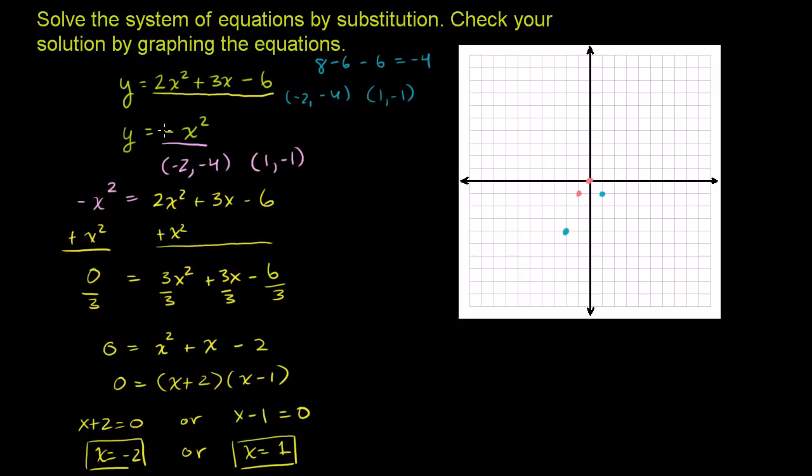Right? Because you square them and then you take the negative. When x is positive or negative 2, y is going to be negative 4. So the graph will look something like that. That is that equation right here.